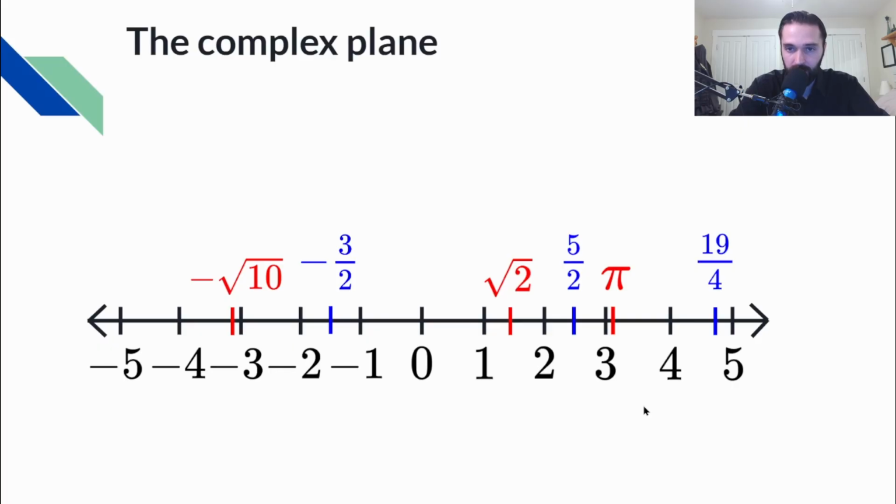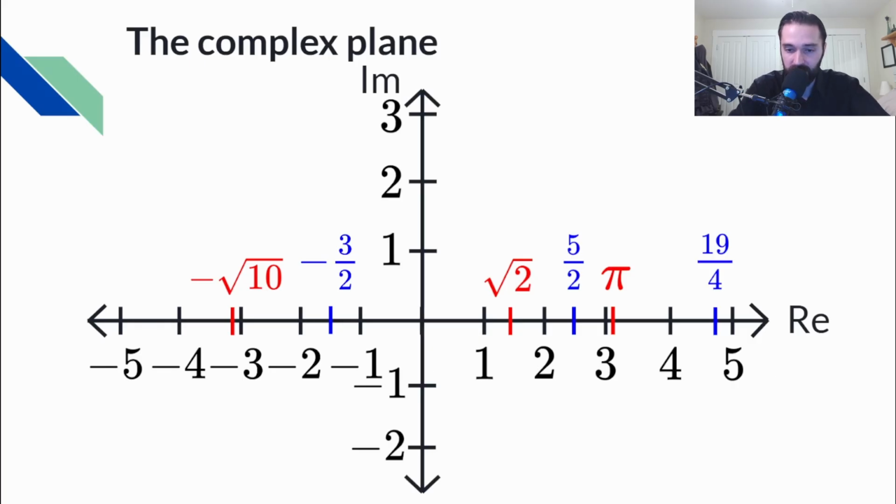Okay. Let's call this number line the real part, okay? So we'll label it with RE. Complex numbers are defined by two numbers. Those are sort of like coordinates in an ordered pair, right? So what we're going to do is extend this number line by adding a vertical axis. This is the imaginary axis.